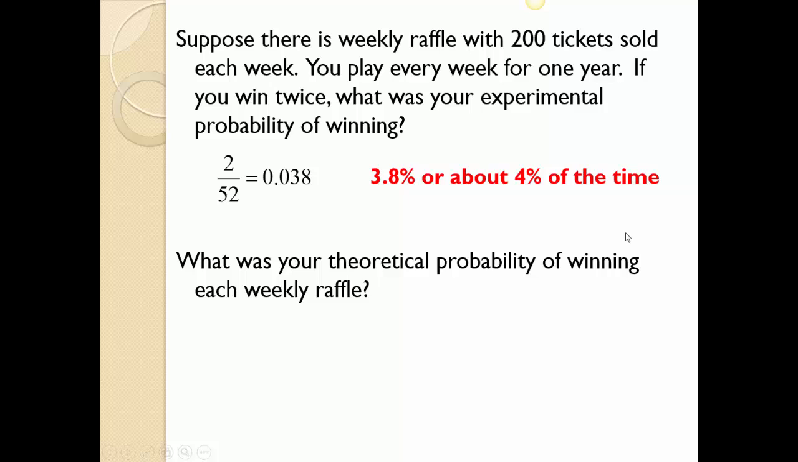What is your theoretical probability of winning each weekly raffle? Okay, so for each week, 200 tickets are sold, you buy 1, so your theoretical probability is 1 out of 200, or 0.005, or about a half of 0.5% of the time.